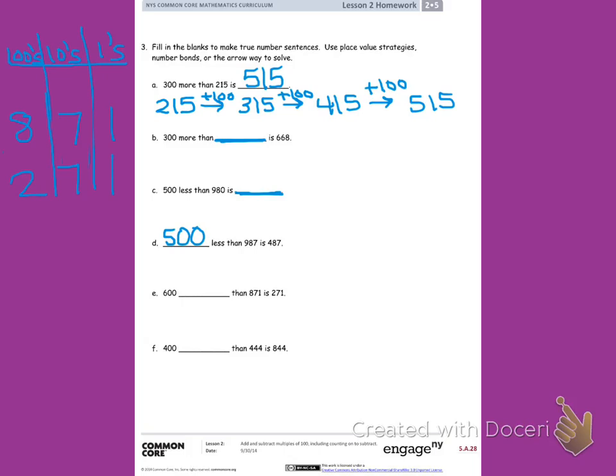We know they changed it by 600, but did they change it by 600 more or 600 less? Well, they had 8, and now they have 2 groups of 100. They started with a large number and ended up with a smaller number. That means it's 600 less.